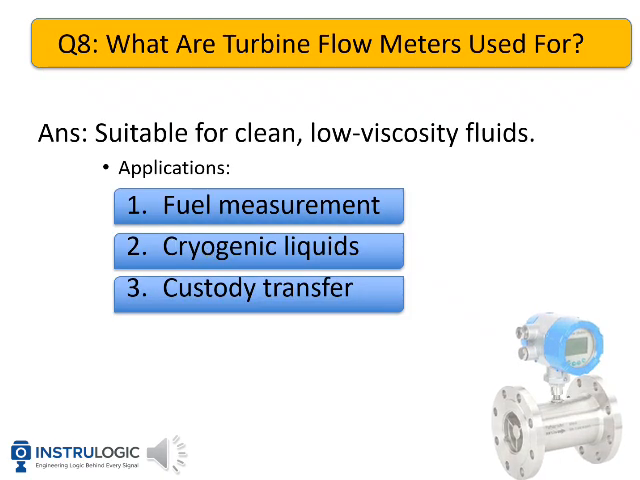Question 8. What are turbine flow meters used for? These meters are suitable for clean, low-viscosity fluids, meaning liquids that are not too thick and free from impurities. Where do we use them? Fuel measurement, for accurate monitoring of fuel consumption. Cryogenic liquids, such as liquid nitrogen or oxygen, because turbine meters can handle very low temperatures. Custody transfer, where precise measurement is needed for commercial transactions. Turbine flow meters are popular because they provide high accuracy and repeatability for clean fluids.